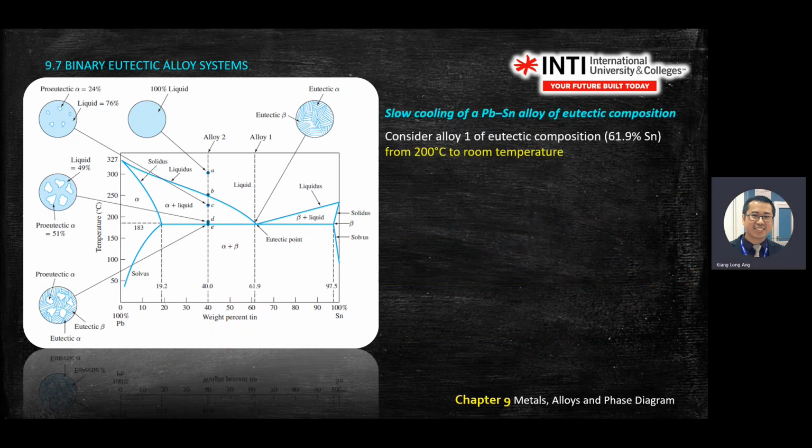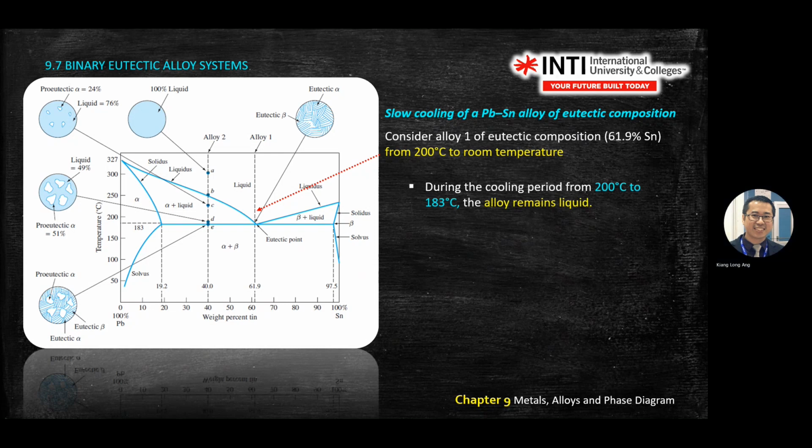Consider one alloy with eutectic composition, from 200 degrees C here to room temperature, which is here. Right? During cooling from 200 to 183, the alloy remains liquid. At 200 degrees C, this point, dropping to eutectic it is still liquid, because the definition of eutectic is the lowest temperature you can go where you still see liquid. Then at 183, that is where your eutectic reaction happens.